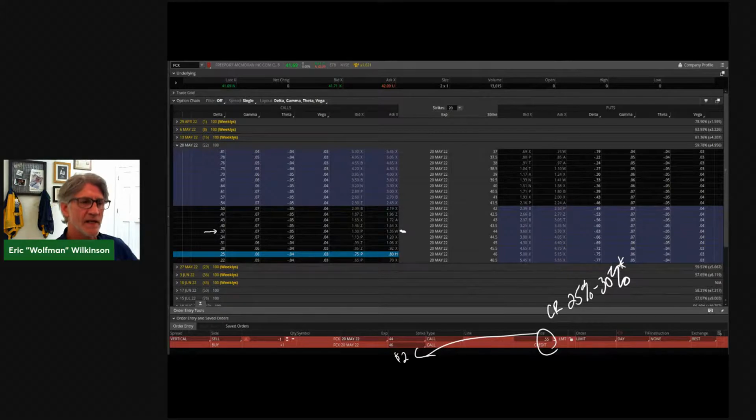So the idea is, you're looking at your risk versus your reward. I've got a 35% chance of being in the money. I want to get somewhere around 30% credit. All right. Risking two to make one.